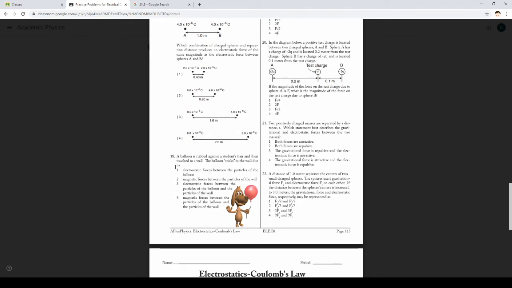Number 18. A balloon is rubbed against a student's hair and then touched the wall. The balloon sticks to the wall due to, that would be the electrostatic force between the particles on the balloon and the particles on the wall. So the answer there is 3. We have to have the balloon attracted to the wall. We can't just have the balloon's particles attracted to each other. And we haven't talked about magnetic forces.